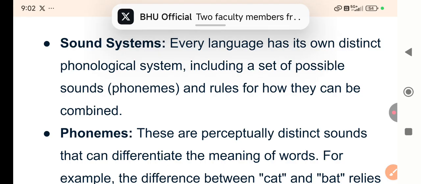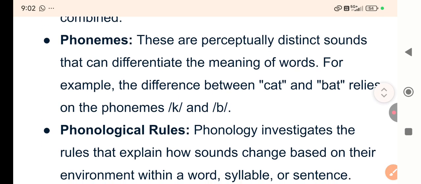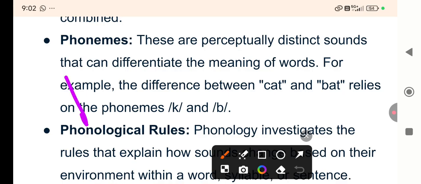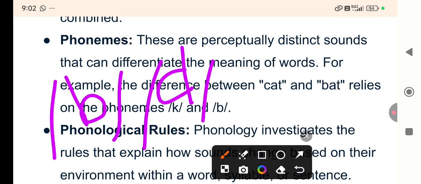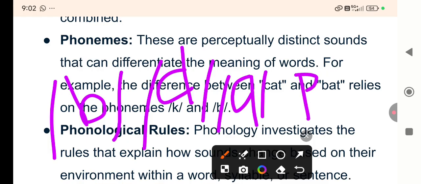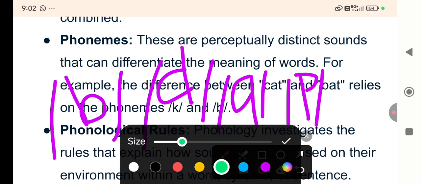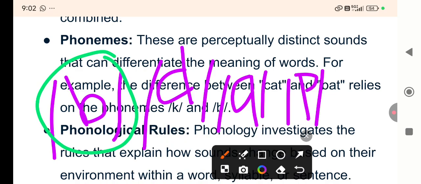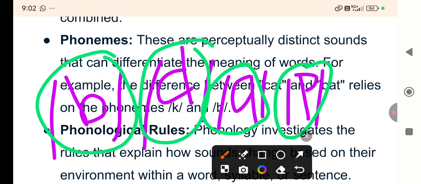Now, phonemes are perceptually distinct sounds that can differentiate the meaning of words. Many examples you can give. This is different, this is different, and this is different. Each sound is different. If you notice, this is A, this is B, this is D, this is Q, and this is P, right?